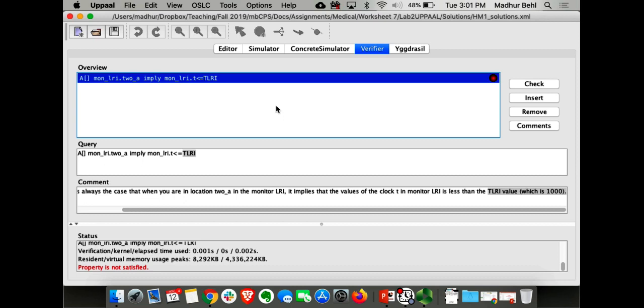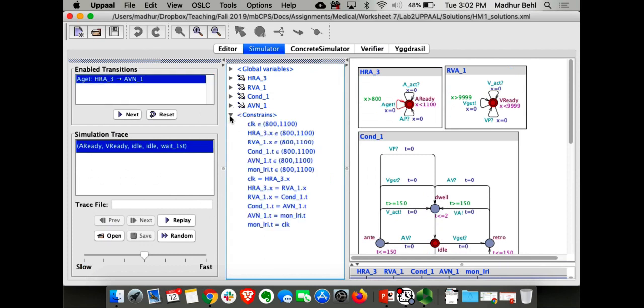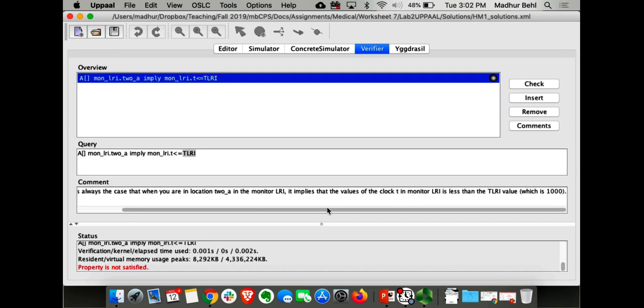Yeah, Aaron. So I understand why this property is not satisfied. But when you showed us that clock value, you said it was between 800 and 1,100. Correct. But that's about 60 beats per minute, isn't it? Between 800 and 1,100? But look at the property. The property says that the timer value has to be less than or equal to this value, which is 1,000.